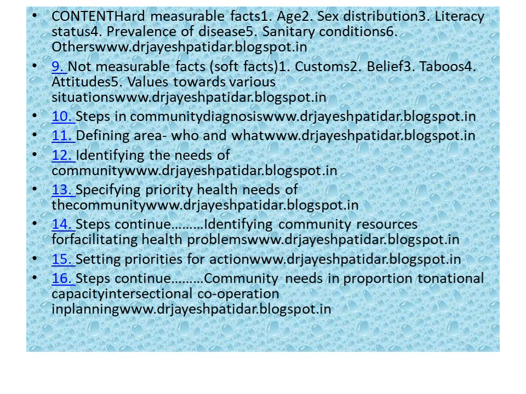Then there are various steps in community diagnosis: defining an area, identifying the needs of the community, specifying priority health needs of the community, identifying community resources for facilitating solutions to health problems, setting priorities, and setting community needs in proportion to national capacity and intersectoral cooperation in planning.